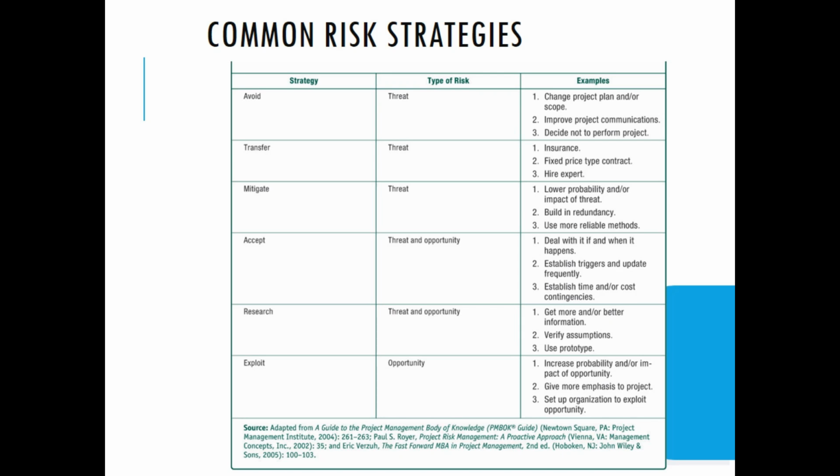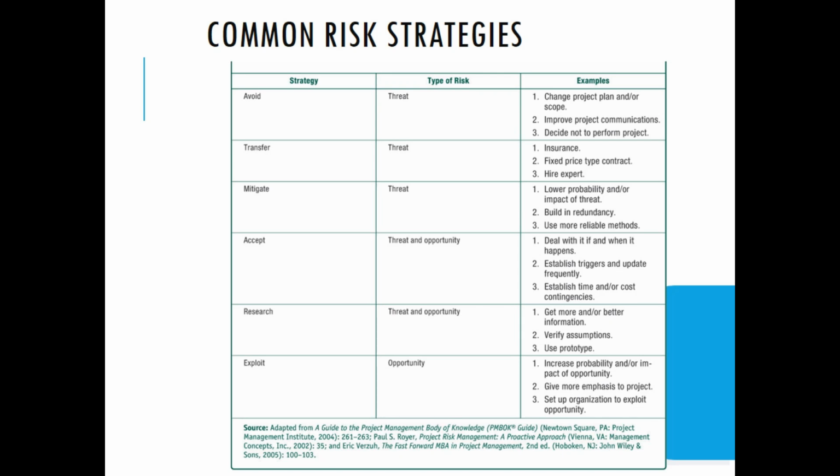Another strategy is to transfer the risk. Transferring risk also is usually done for threats, or negative risk. For example, we can outsource that activity to another firm, thereby transferring the risk. Maybe if it's a technology risk, we are transferring the technology risk to another entity. Next is mitigating risk. We can reduce the probability of the risk from happening.